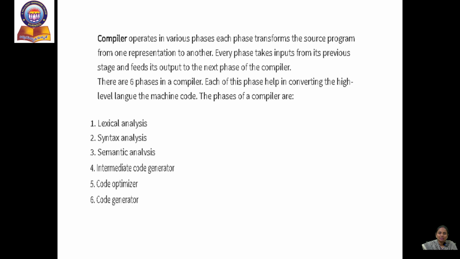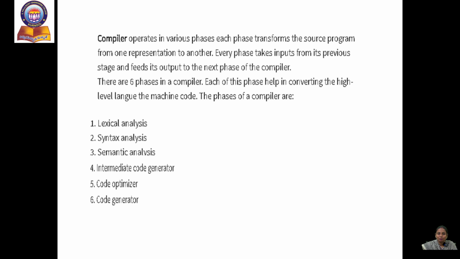Each phase takes input from its previous stage, and the output of each phase acts as the input towards the next phase. Mainly there are 6 phases involved in the compiler design. Each phase converts the high-level language code into the machine code. Every time a source code or a statement goes through each phase, it has a different transformation.